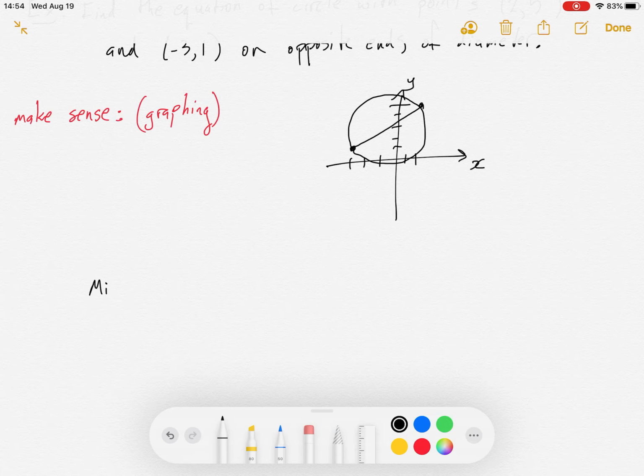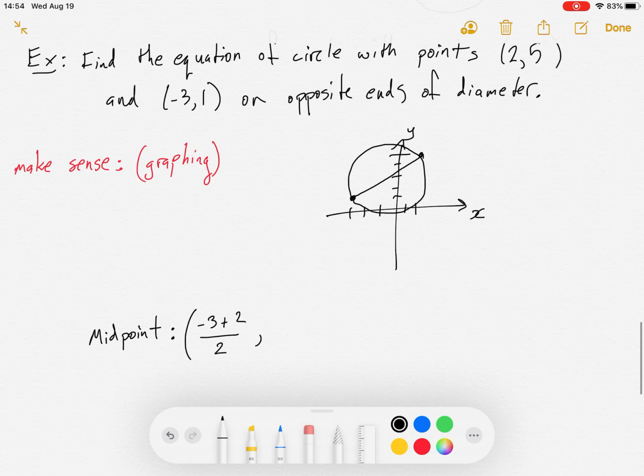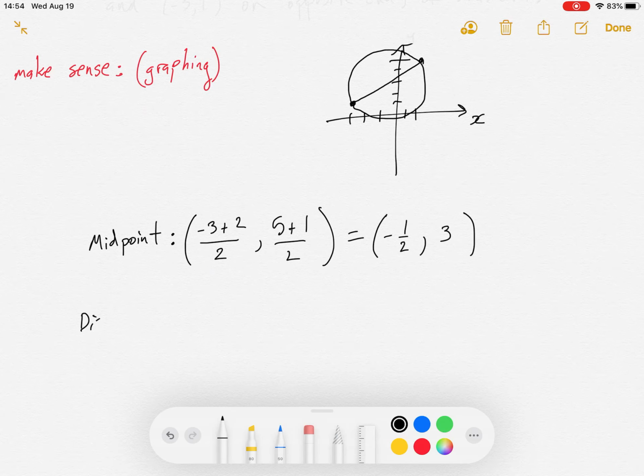Let's first find the midpoint of these 2 points. Negative 3 plus 2, so x1 plus x2. 5 plus 1, so y1 plus y2. And if you do this correctly, you should end up with, I believe it's negative 1/2, and 6/2 is 3. And then we could also find the distance, which is not the radius, but it is equal to the diameter, which is related to the radius.